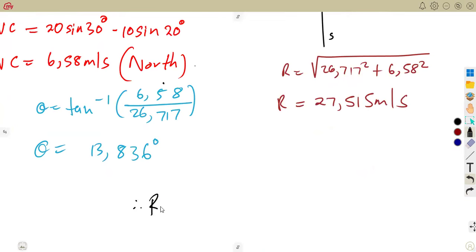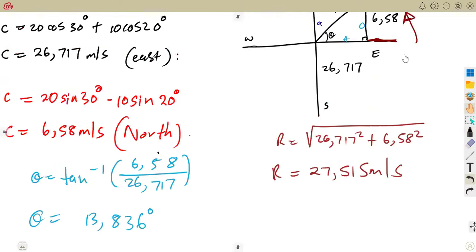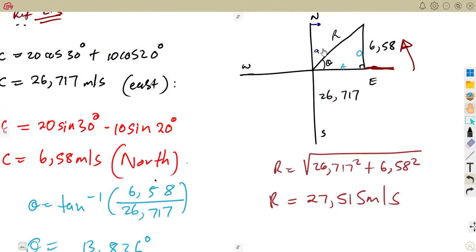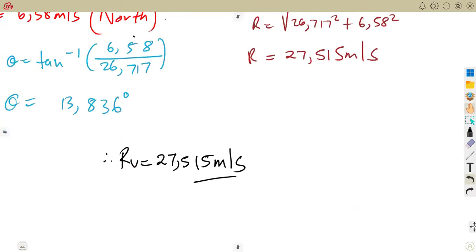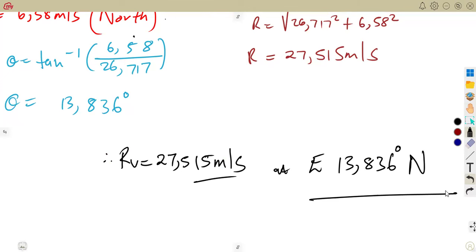So therefore, our resultant velocity was going to be 27.515 meters per second. Then, like I said, we are moving from east going up to the north, according to this theta that we calculated. So that's at east 13.836 degrees to the north. Just like that.